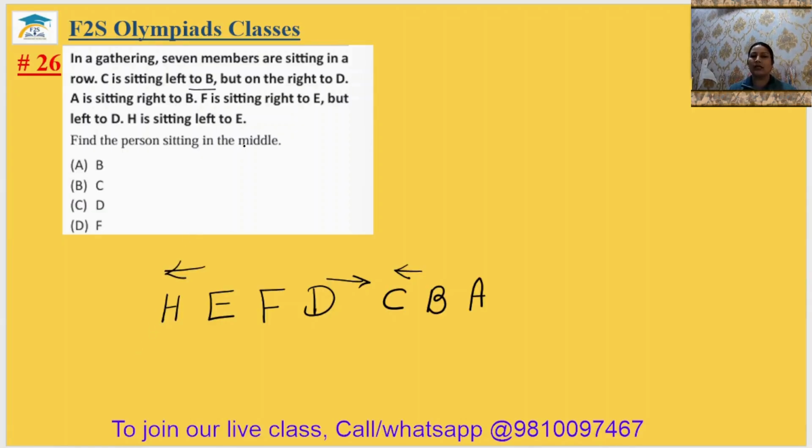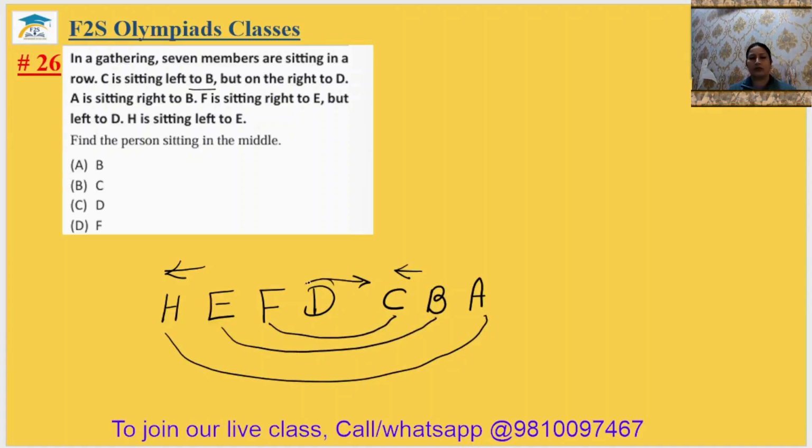Find the person sitting in the middle. So to find the middle, we will just find the middle part. Just make the rainbow and we just found D is at the mid part. So option C will be the answer. The 26th answer is option C.